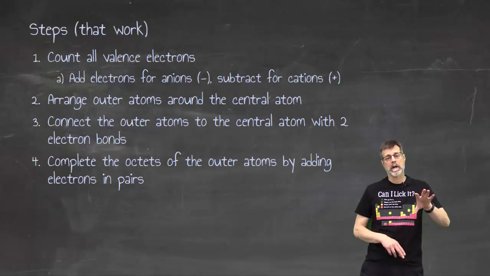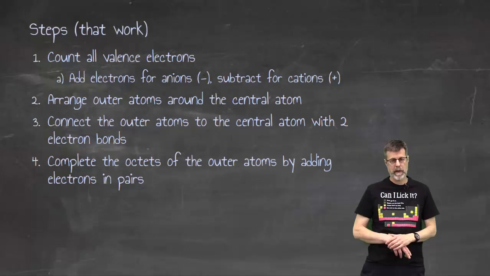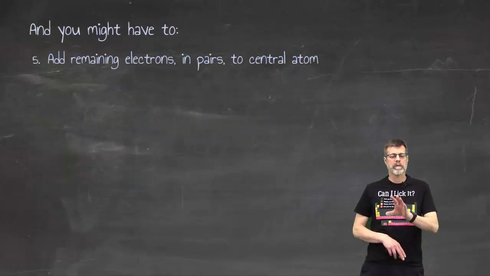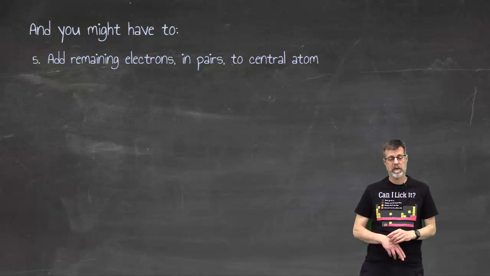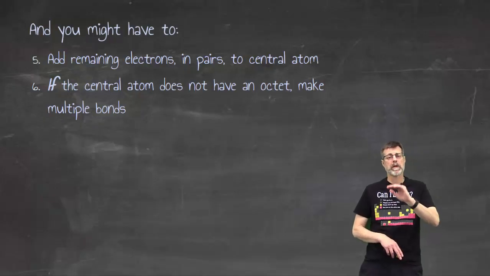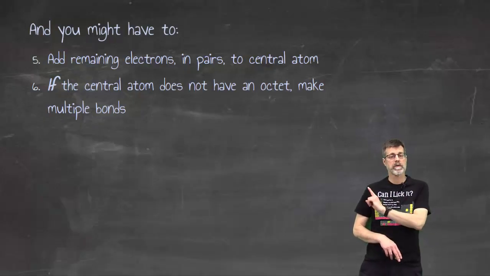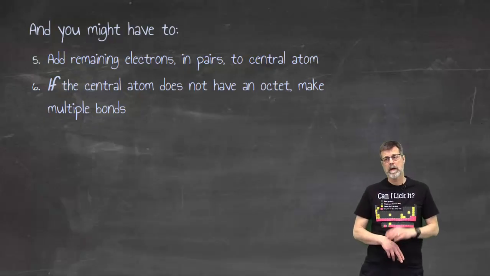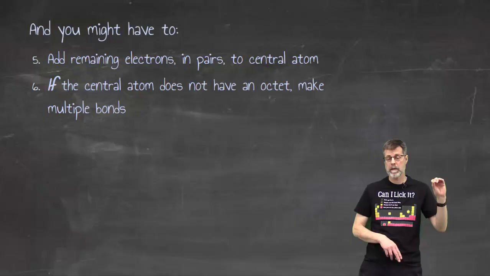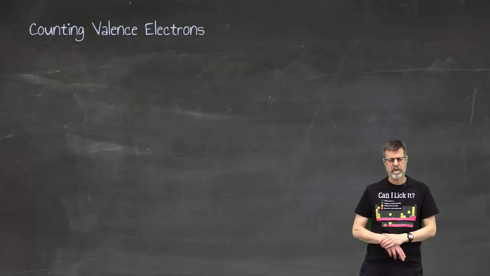Then you're going to complete the octets of the outer atoms. There are a couple of caveats that we're going to have to take care of in a moment, but generally speaking, you're going to complete the octets of those outer atoms. If you have leftover electrons, you're going to add those to the central atom in pairs, always pairs. Now at that point, you might go over an octet for some atoms, and that's okay. But you also might be under an octet. That's a problem. If you are under an octet on the central atom, then you're going to add double bonds. And all that means is you're going to take electrons that you had on the outer atom and move those into a bonding position.